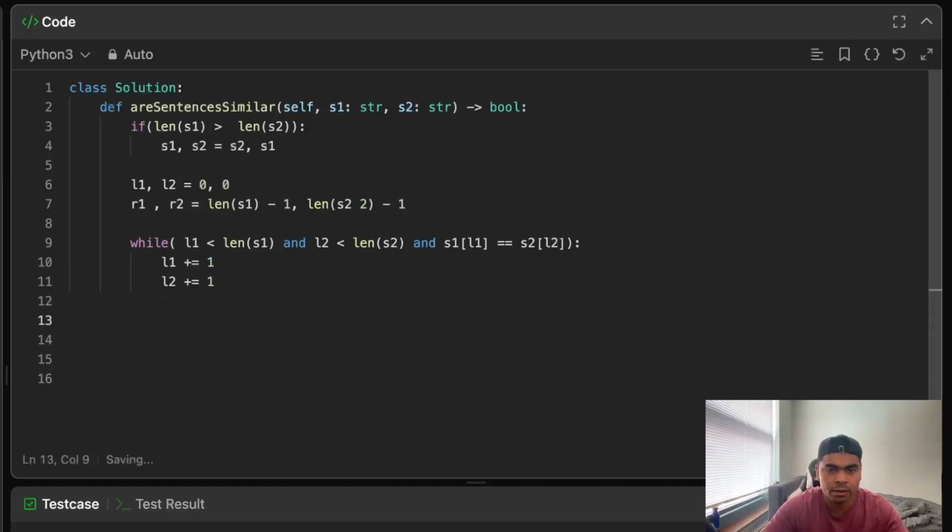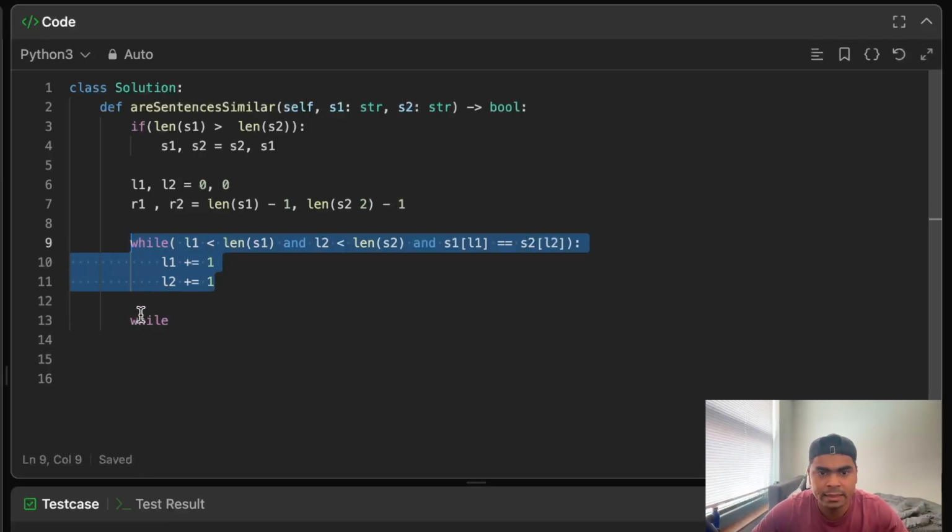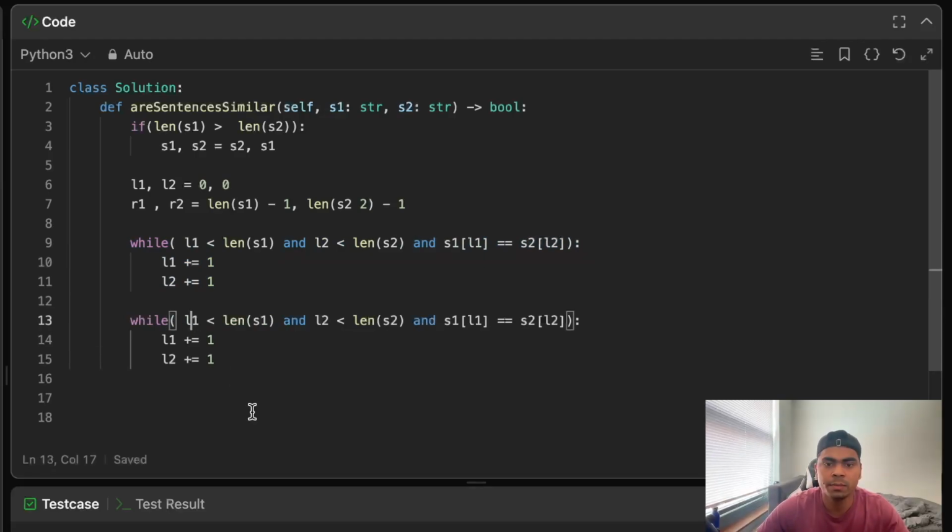So R1 and R2. The logic will be exactly the same, it's just the pointers: if R1 is greater than or equal to 0, and R2 is greater than or equal to 0.